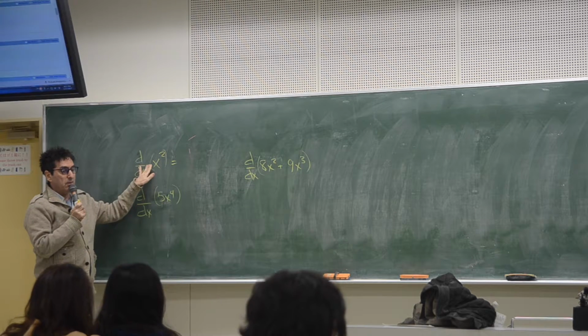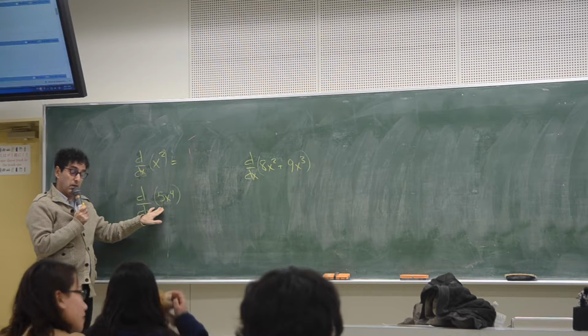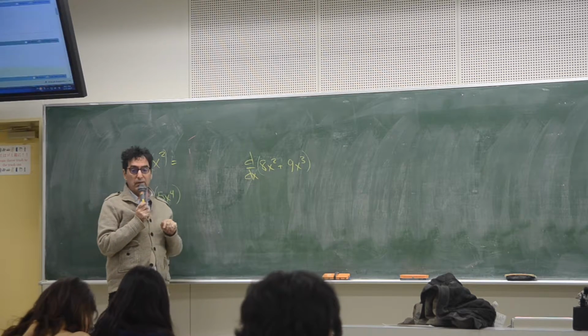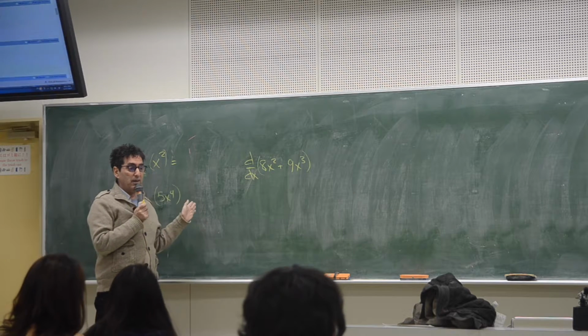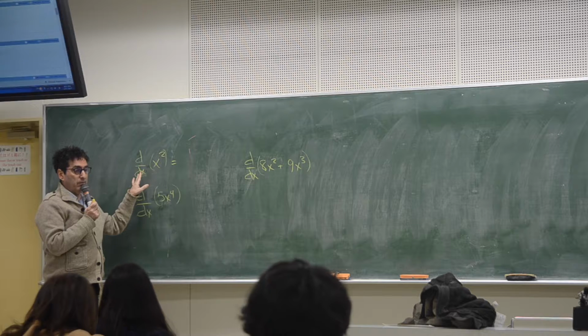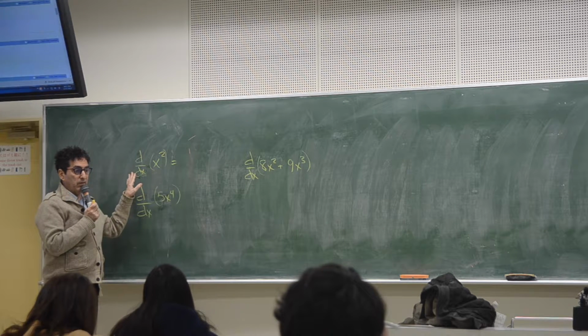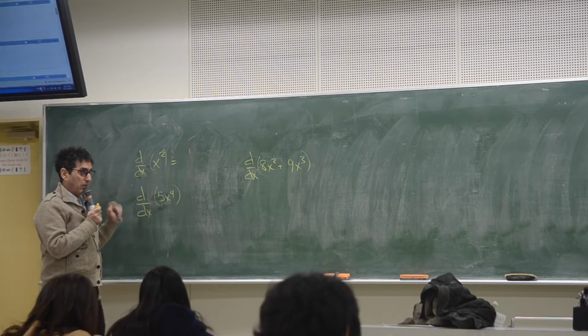Derivative of this is 2x. The derivative of this is 20x to the third. And so on. You know how to do these, right? And just to remind you, the derivative tells you what? The slope of the function, right? It tells you about the slope of the function.